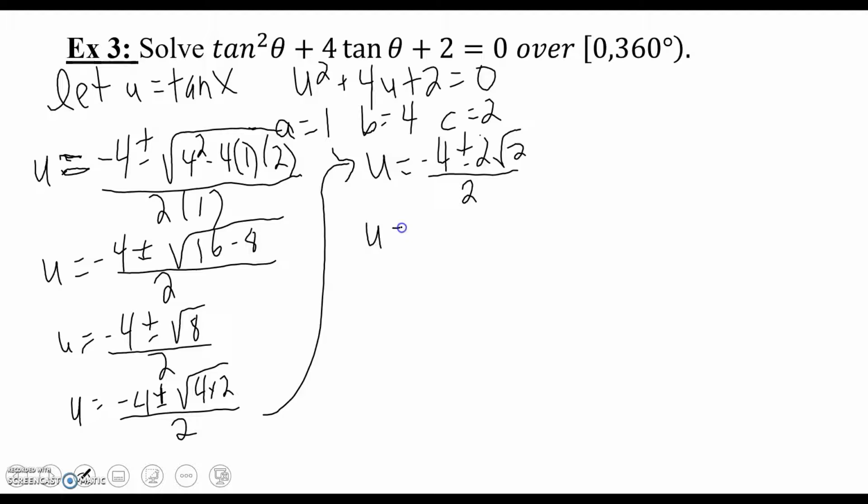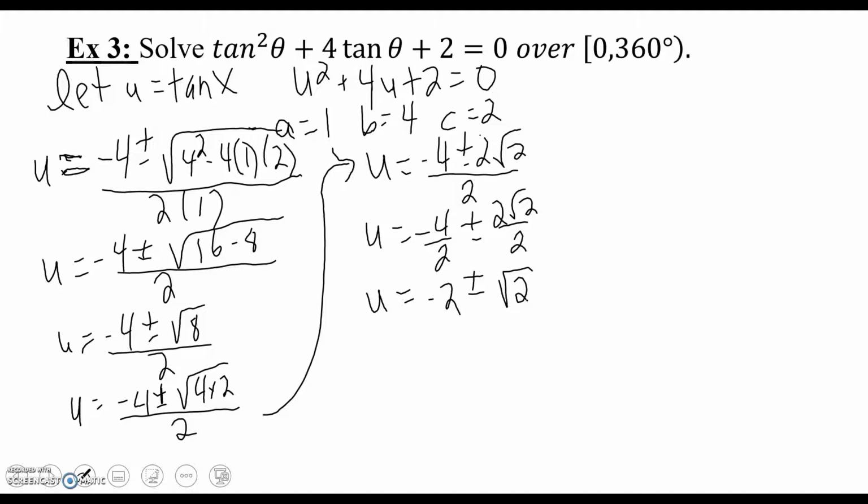And then you can break that apart. That's negative 4 over 2 plus or minus 2 square roots of 2 over 2. Negative 4 divided by 2 is negative 2. And the 2's cancel in this second fraction. And you get negative 2 plus or minus square root of 2. Now that's just what u equals. We're still not done. And that's two different values. That's negative 2 plus square root of 2 and negative 2 minus square root of 2.